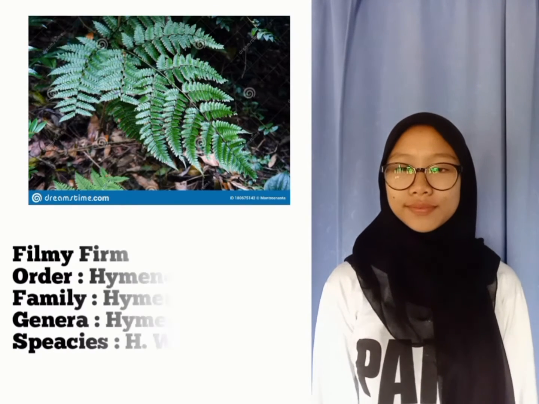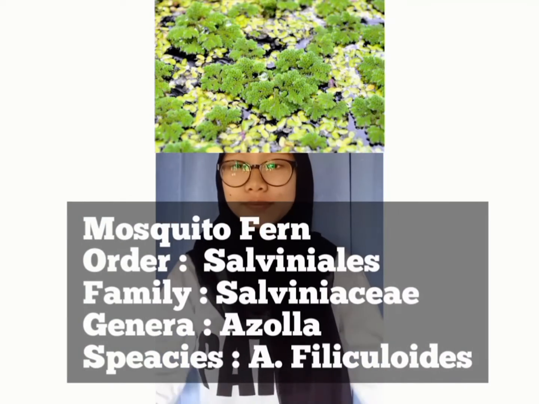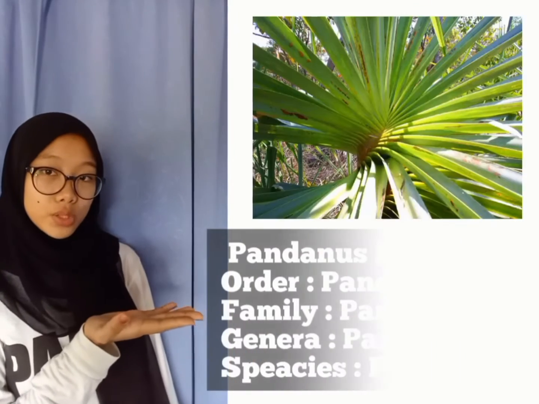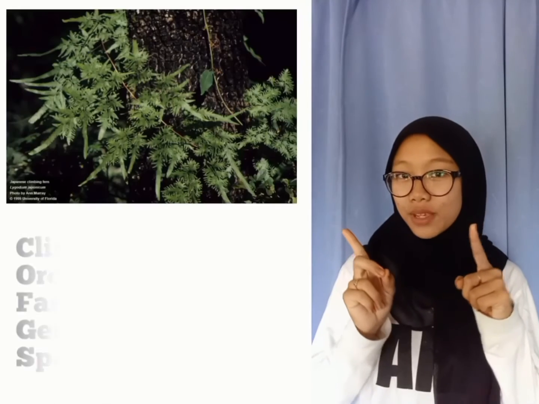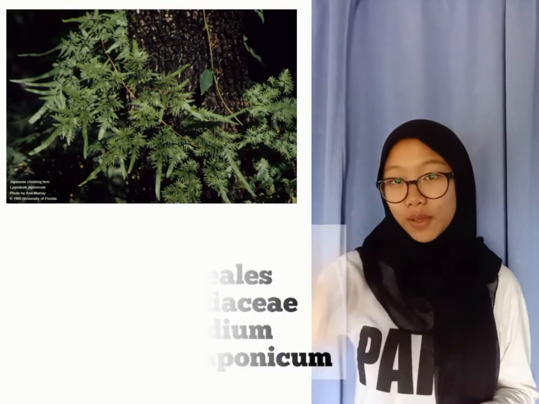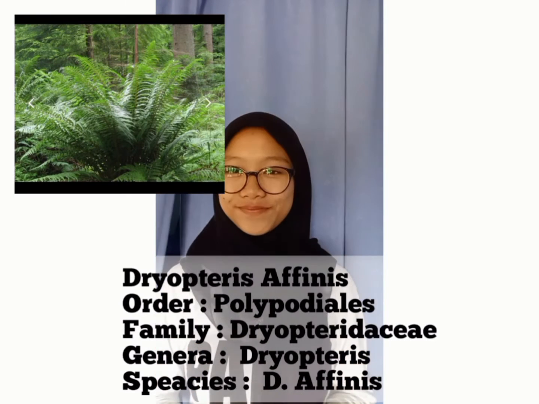I will present a little about Tracheophyta plants. There are 5 types of Tracheophyta plants found. Among them are: 1. Vermiform, 2. Mosquito fern, 3. Pandanus spiralis, 4. Climbing fern, 5. Dryopteris affinis.